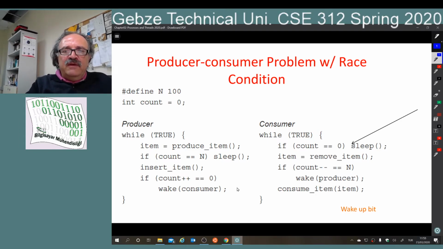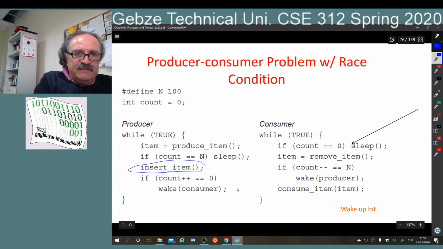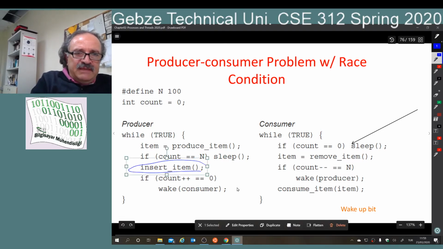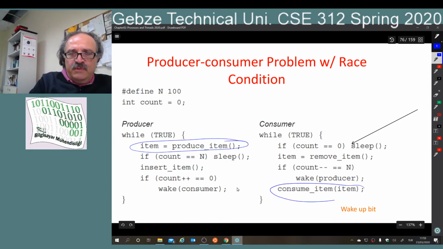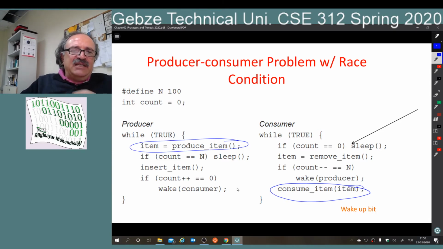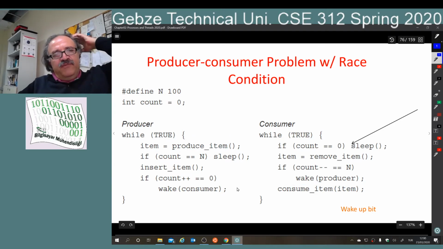Okay? If the count is n, that means the producer was asleep. Then I need to wake the producer, and after that I consume the item. So in fact, one of them is in an infinite loop producing something, and the other is just consuming it. But it is not as simple as running two infinite loops. You need to put them in a special buffer, and you need to take care of whether the buffer is full or not full.